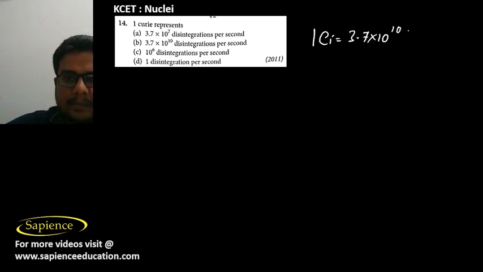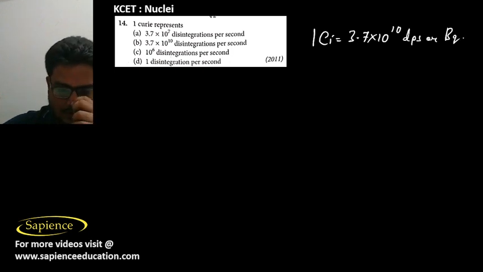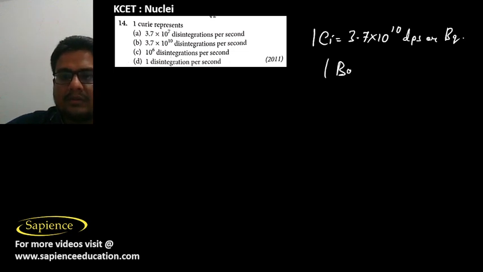Then 1 Curie equals 3.7 into 10 power 10 disintegrations per second, or I can say this is equal to becquerel. So 1 becquerel is equal to 1 disintegration per second. So 1 Curie is equal to 3.7 into 10 power 10 disintegrations per second. So option D is the correct answer.